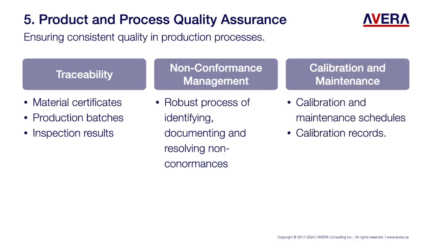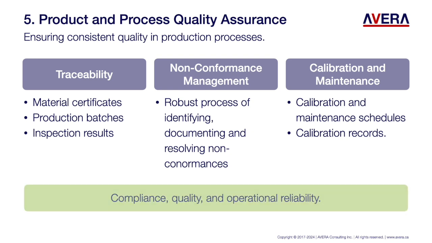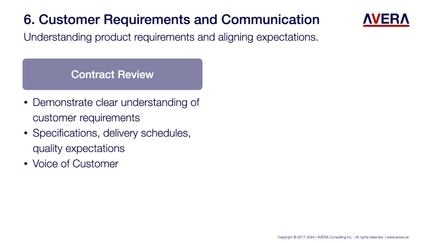Verify that all equipment used in production and inspection is calibrated and maintained according to schedule. Calibration records should be current and readily accessible. Number 6, customer requirements and communication. Ensure that customer requirements are clearly understood and documented. This includes specifications, delivery schedules, and quality expectations. Contract reviews should be documented and should demonstrate how customer requirements are incorporated into production processes.